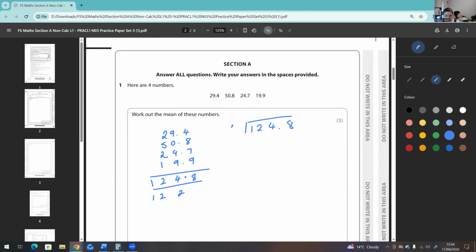Let's put it in bus stop. 4's into 1, not at all, carry the 1. 4's into 12 is 3. 4's into 4 once, copy the decimal. 4's into 8 is 2. So our final answer is 31.2.